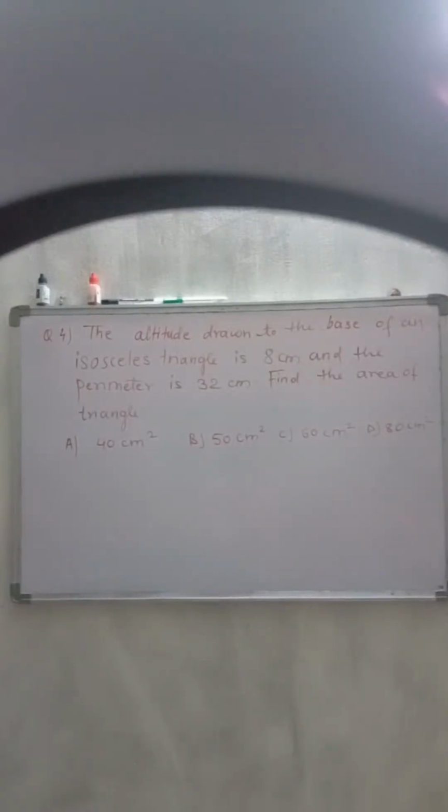So the altitude drawn to the base of an isosceles triangle is 8 centimeter and the perimeter is 32. Find the area. Now the given triangle is an isosceles triangle. And what is an isosceles triangle? The triangle in which two sides are equal is called an isosceles triangle.